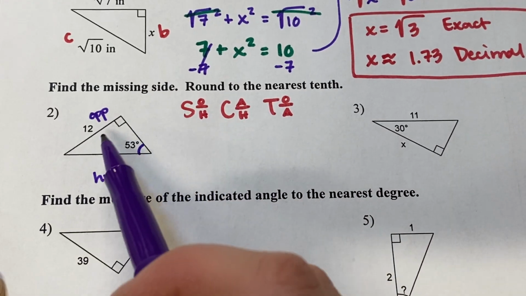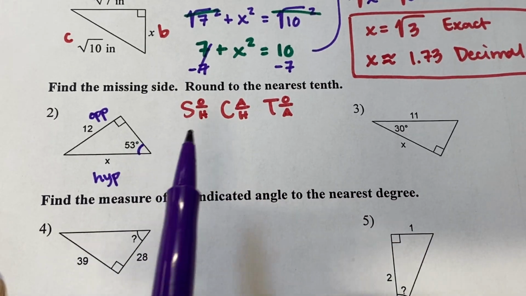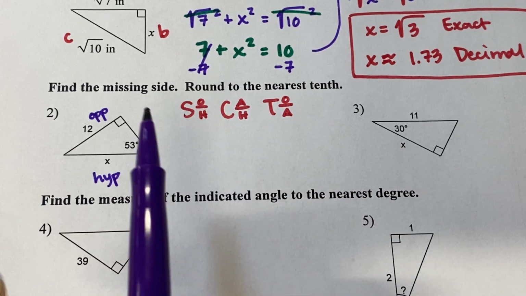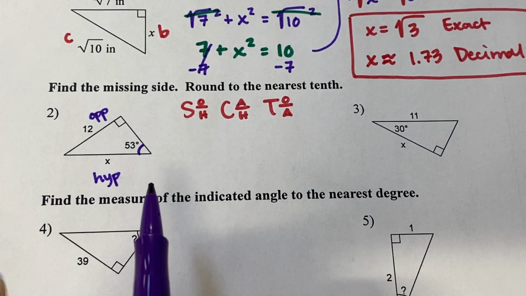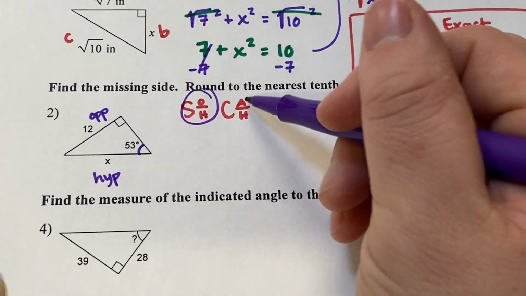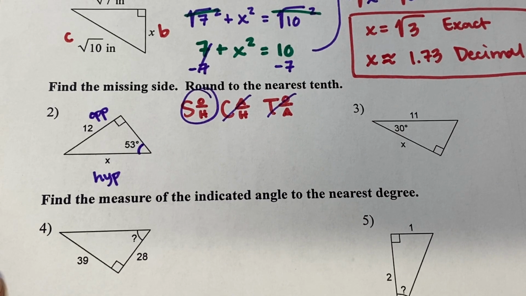So we don't care about the adjacent side. It didn't give us that one. We don't care. So which function, sine, cosine, or tangent, are we going to use, because it works with opposite and hypotenuse? Well, I know it's going to be sine, which means we don't care about those guys. They are not going to help us here.